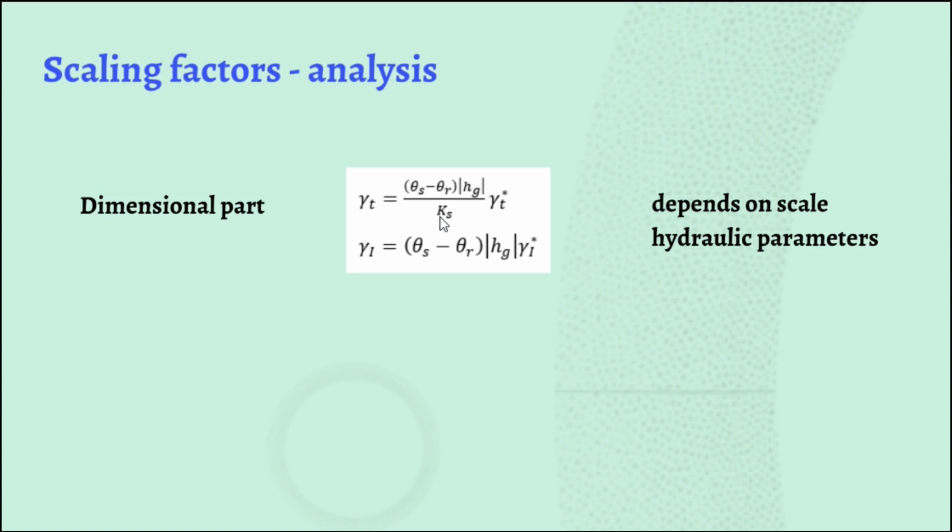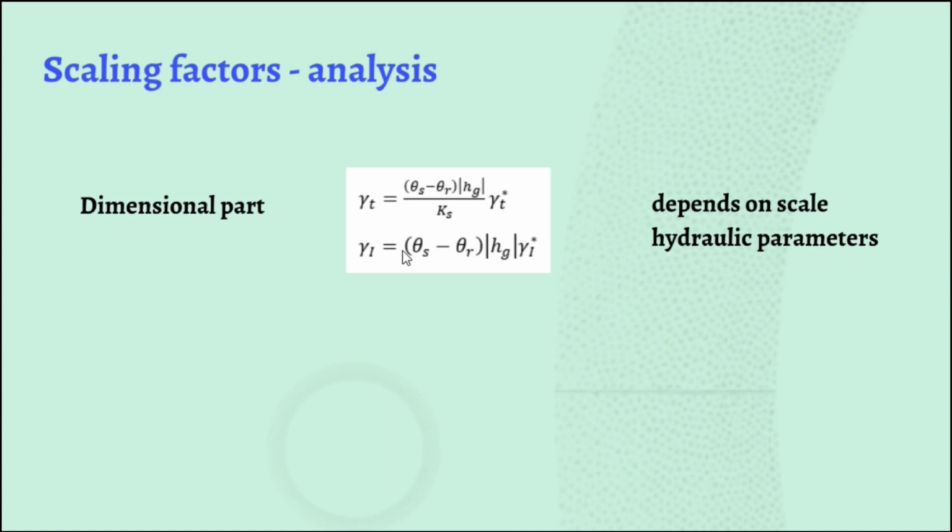We have gamma t and gamma I. These scaling factors can be split into a dimensional part, this part or this part also, and the dimensionless part that are gamma t star and gamma I star. The analysis of the dimensional part can help to find a physical meaning of these scaling factors.